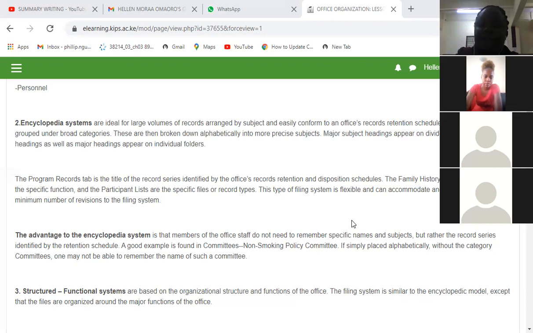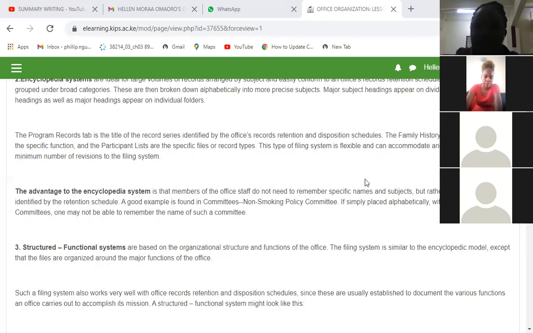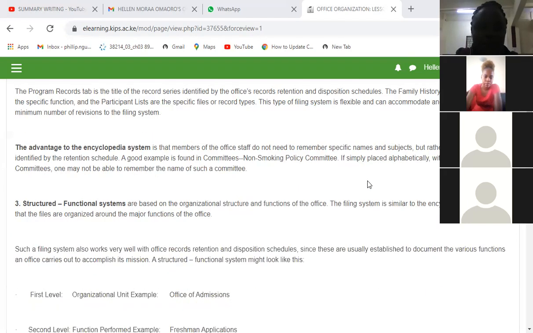Yes, one of them. One of the functions of the office. To process and arrange information. Yes. So when we are arranging information in the office, which documents do we use?